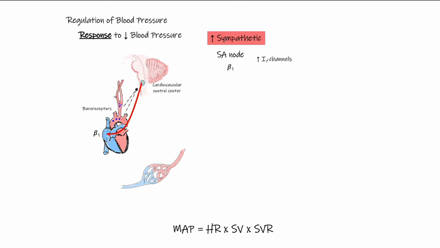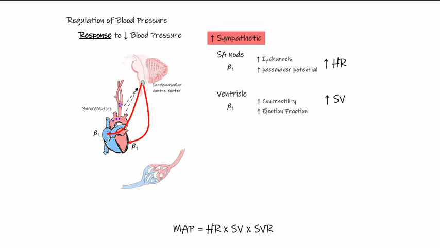Remember, those beta-1 receptors on those autorhythmic cells will cause an increase in the sodium funny channels, which increases the pacemaker potential, which will increase heart rate. If we increase heart rate, that's going to tend to bring our blood pressure back to normal. We'll also have sympathetic stimulation on the ventricle, again, beta-1 receptors. This is going to be an increase in contractility, increases ejection fraction, which is an increase in stroke volume. An increase in stroke volume is going to work to try and get our blood pressure back up to normal.